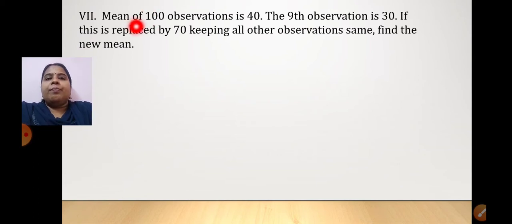Question is, mean of 100 observations is 40. The ninth observation is 30. If this is replaced by 70, keeping all the other observations same, find the new mean.